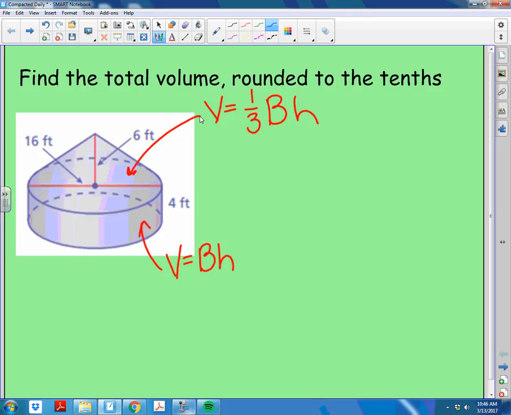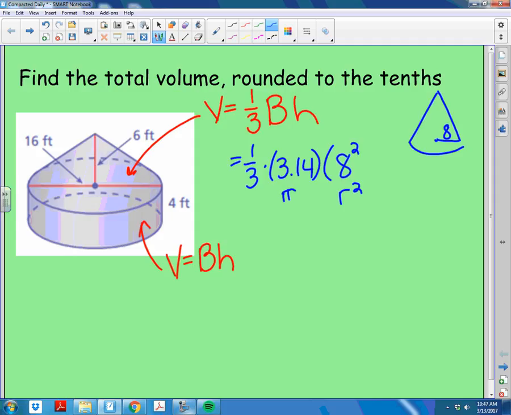So if you look at just the cone, right? So we have 16 feet, which represents the diameter, which means that 8 feet is the radius. Why do we need to know that the radius is 8 feet, Tara? Because we use the radius to find the area of the base. So what it really breaks down to is 1/3 times 3.14, which is the pi, and then it's the radius squared, right? Which is 8 to the second power, times 6.